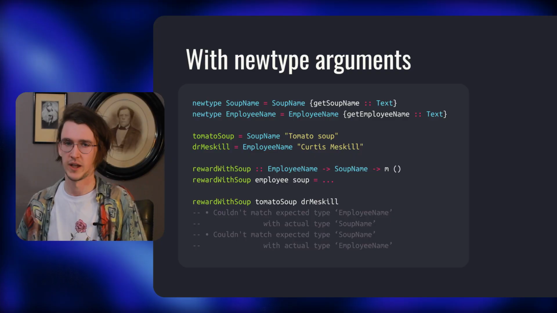On the contrary, the compiler does not allow us to mix the newtypes. If we have a better typed version of the function, it's not possible to mix the types up. EmployeeName and SoupName are different types and cannot be used interchangeably. The compiler does not accept that. Although SoupName has the same representation as Text, they are different types and have different type class instances.